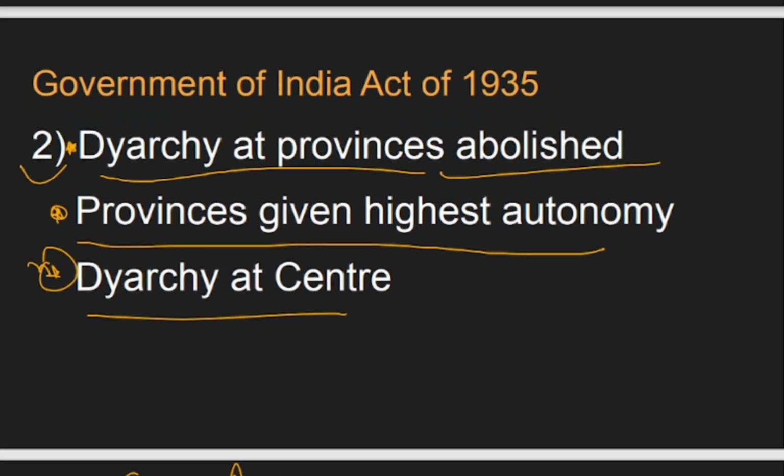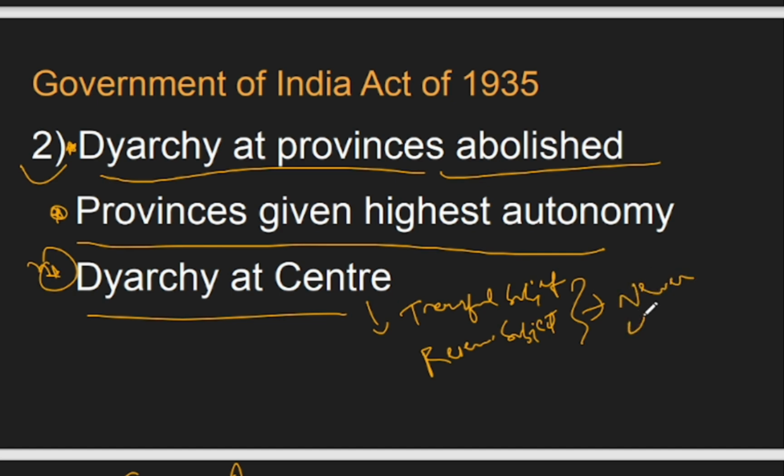Now, here it is saying that the diarchy at center came through this act, right? But though this act provided for diarchy at center, here also there were two subjects: transferred subject and reserved subject at center. But this provision never came into being. It was never effective, never came into effect. So this you need to know. Now, I hope I have covered all the points.